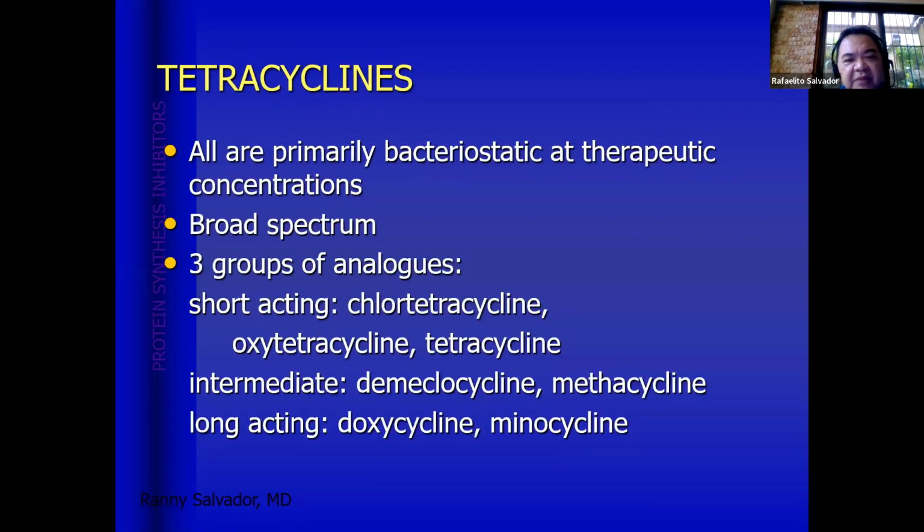As a rule, they are primarily bacteriostatic at therapeutic concentrations, and they are broad spectrum. So remember this: short-acting are your tetracycline, oxytetracycline, chlortetracycline. Remember, short-acting. Then you have the intermediate, but not used: demeclocycline and methacycline. What is available in the market is doxycycline and minocycline. But doxycycline is very cheap. If you use the generic ones, it costs less than ten pesos per piece. And it's given once a day.